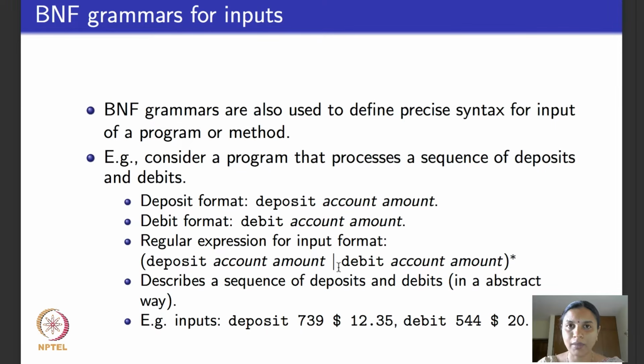There is an or connecting them, which means you can do one of these actions, and after that there is a star. Star in regular expressions, as we saw, indicates that you can do 0 or more occurrences in any order of either this or this, which means you can either deposit a given amount into an account, or you can debit a given amount from an account, and any bank transaction is a sequence of arbitrary deposits and debits. Now, this could be an input. How do you read this? You say deposit into the account number 739, this amount, $12.35. Similarly, you could say debit into the account number 544, the amount $20.